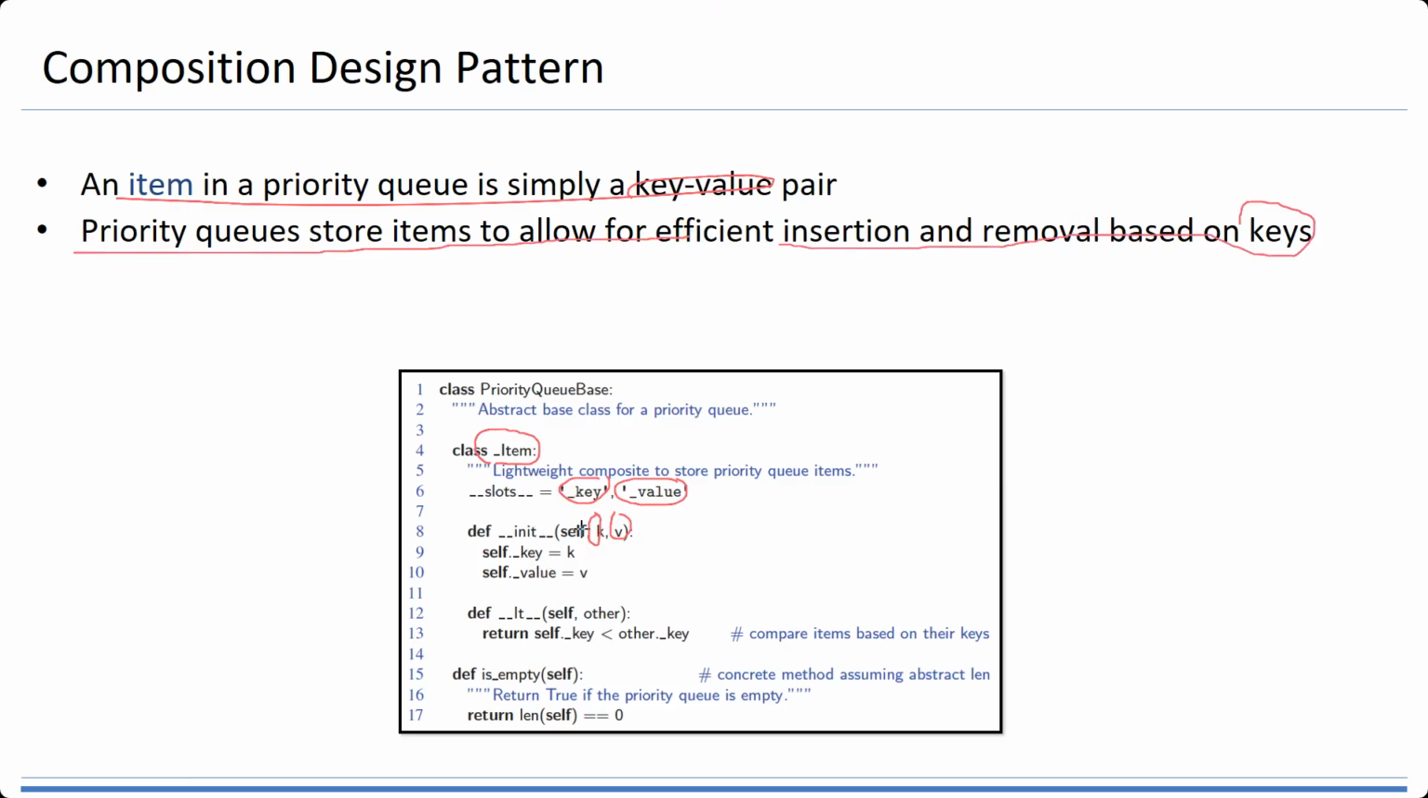So when we insert the key, we can check the LT. LT means less than. So we want to check whether the key is less than the other key or not. If empty, it means I want to check whether the priority queue is empty or not.